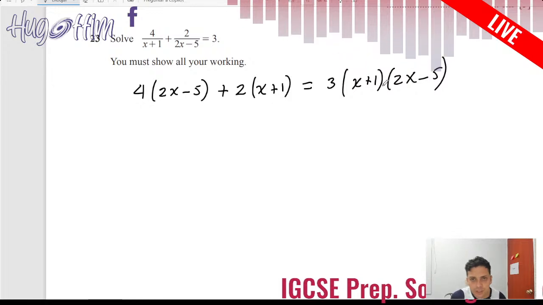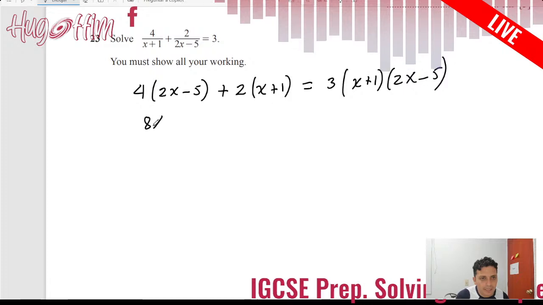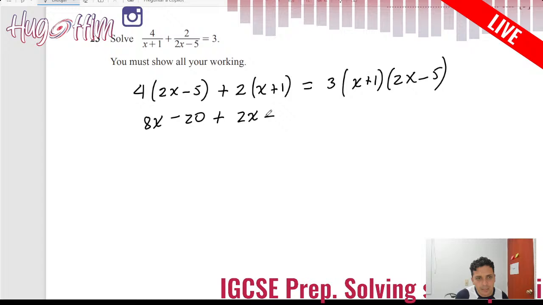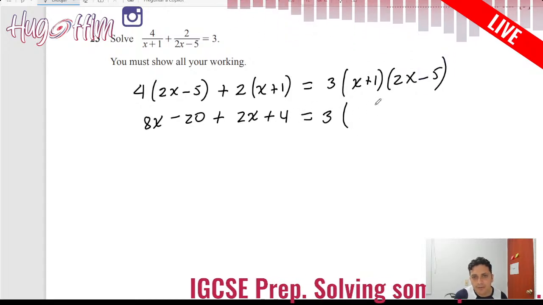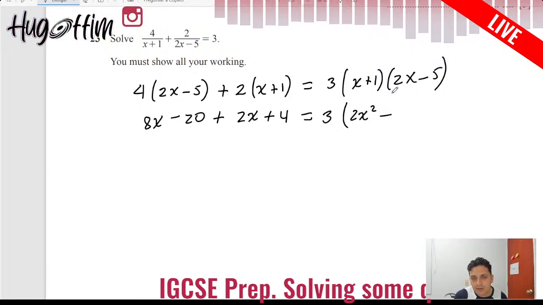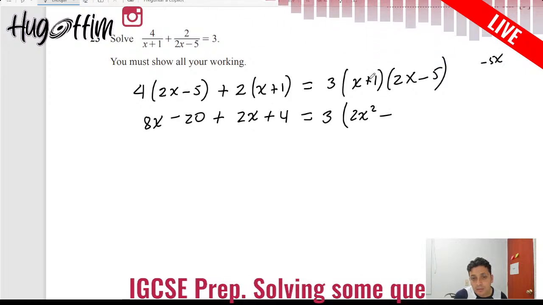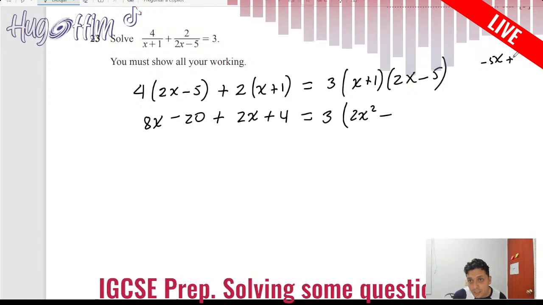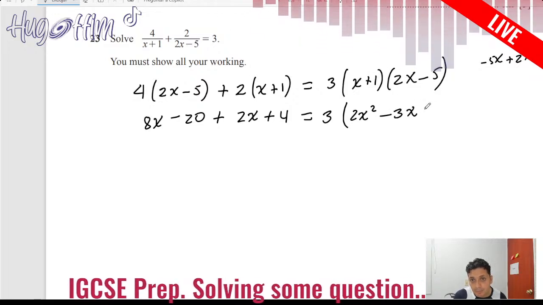Okay, everyone, I just need to simplify all of this, solve the quadratic. 4 times 2, 8x minus 20 plus 2 times x, 2x plus 4 equals 3 times 2x squared minus 5x plus 2x, so minus 5x plus 2x is minus 3x minus 5.